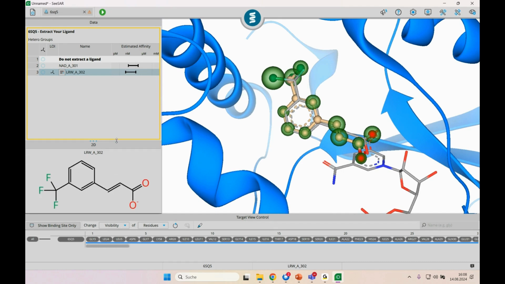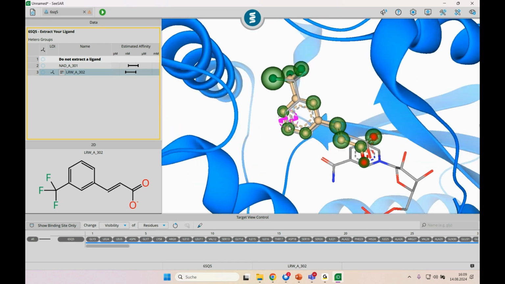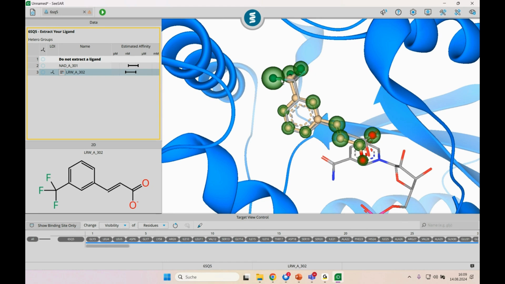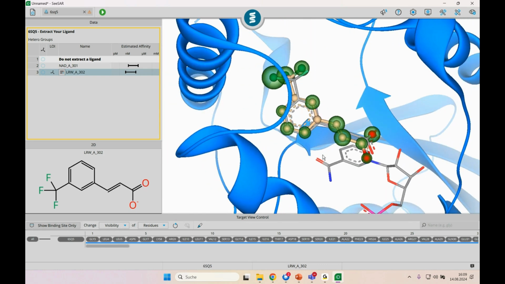Commenting on the structure itself, we have a phenyl ring system, a trifluoro group here, likely forming lipophilic interactions because all the fluorines seem to be quite happy here. We have an unsaturated double bond here, so a vinyl group basically, and we are ending with a carboxylic acid. So it looks very fragment-like to me, a very, very small molecule.